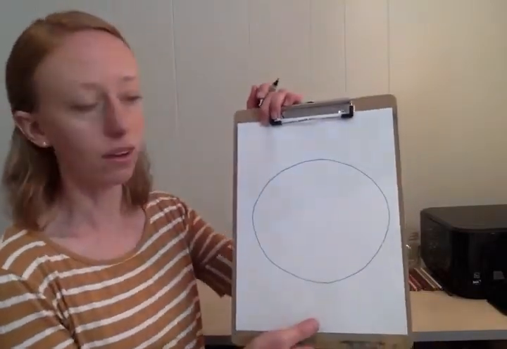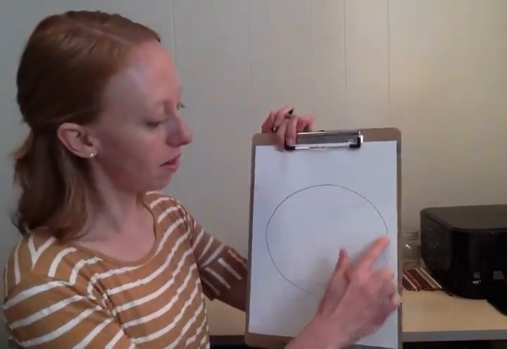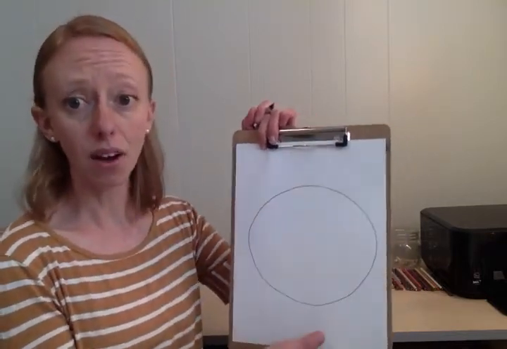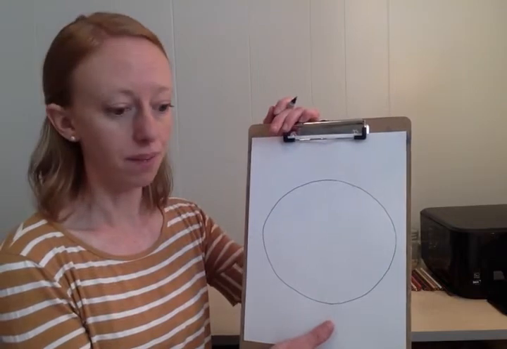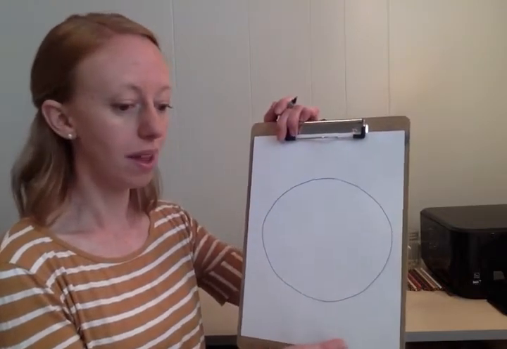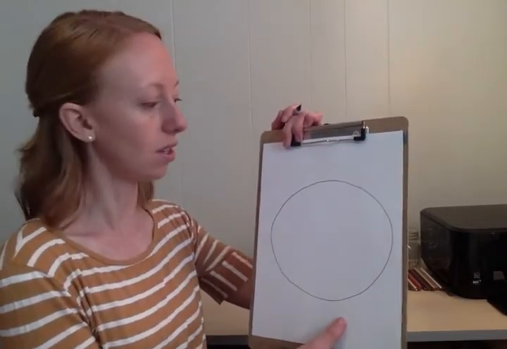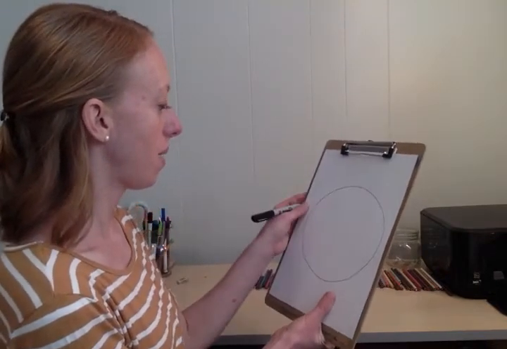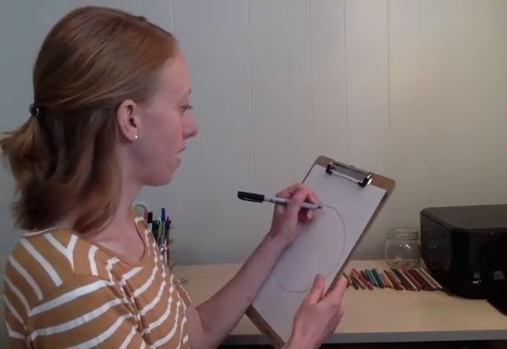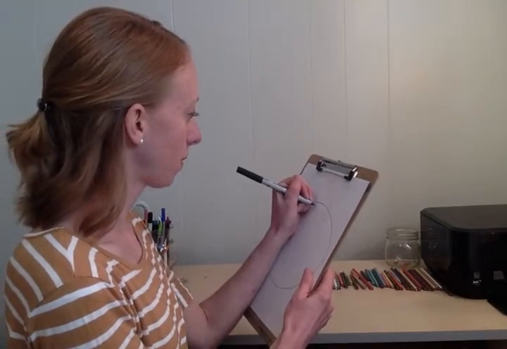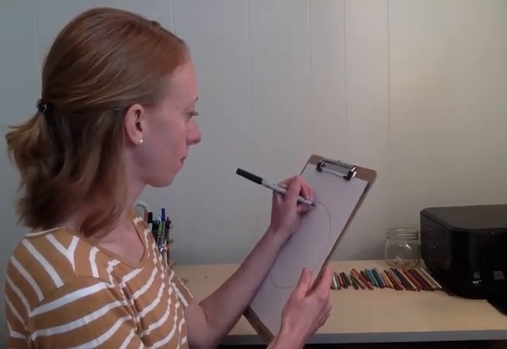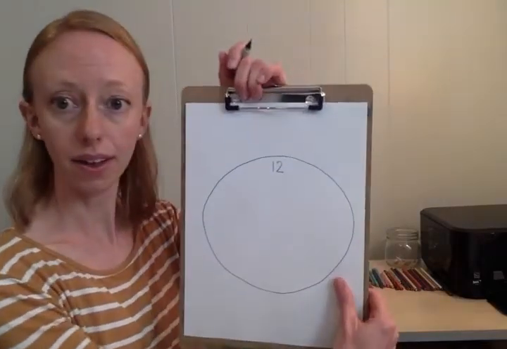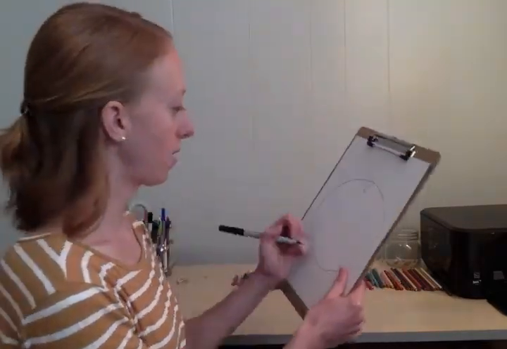Okay, here's my circle. I drew it by starting at the top and doing one side and then the other side. Okay, once you have your circle, then we're going to make our numbers. So we're finding the very top of the page and we're going to write 12. Okay, and then at the bottom we have 6.